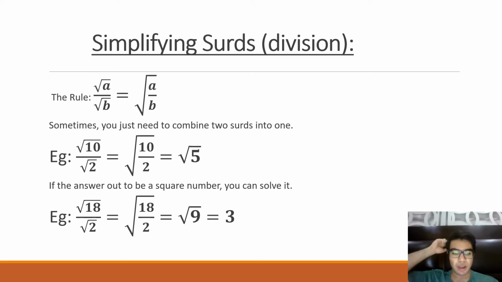If the answer turns out to be a perfect square number, then you can solve it. So if we have square root of 18 divided by square root of 2, we can combine it under one square root, which would be square root of 18 divided by 2, and 18 divided by 2 is 9, so it would be square root of 9. It is a perfect square number, so square root of 9 is equal to 3. The final answer is 3. So we solve like that.